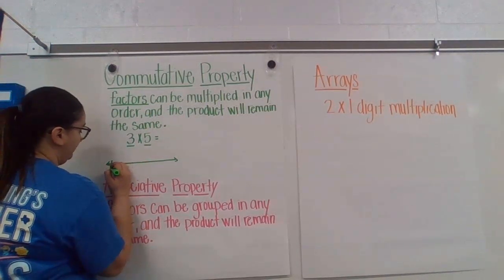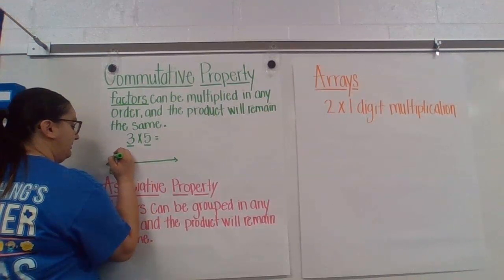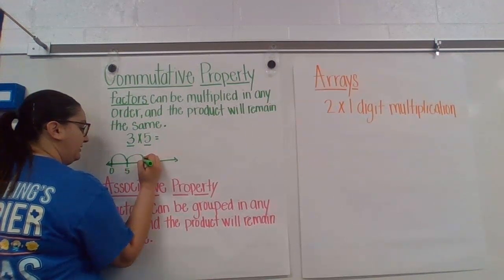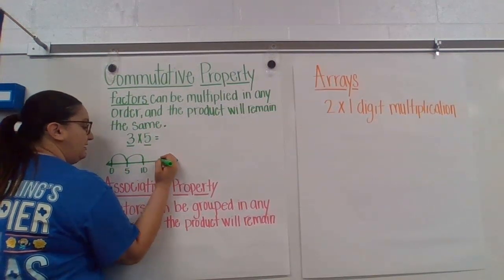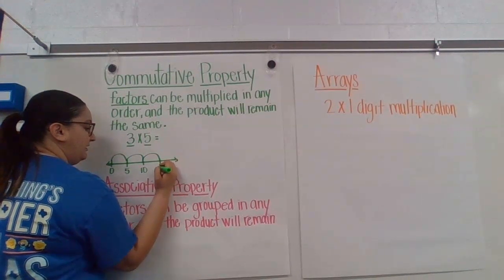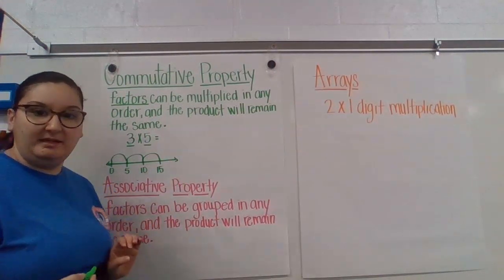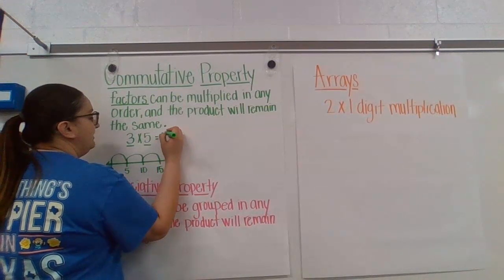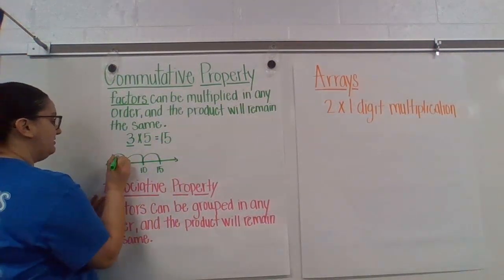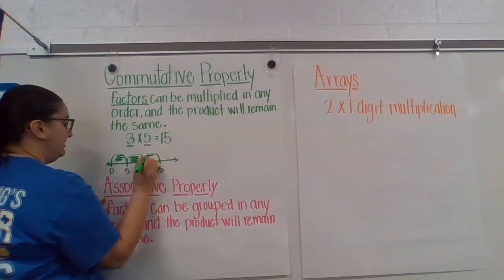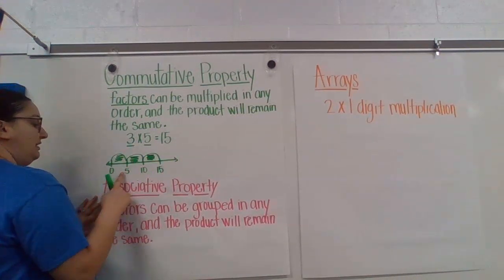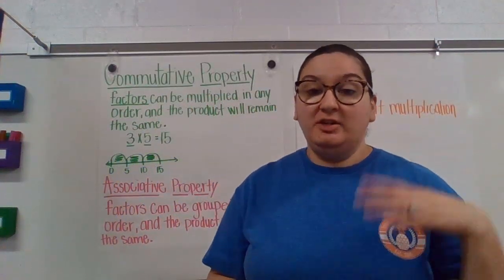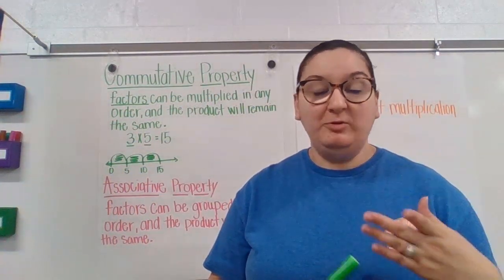I'm going to start at 0 and jump 5. So here's 5. I'm going to do another jump, 10. And then another jump, 15. So my product, 3 times 5, is 15. These are my groups, and I have 5 in each group. It's telling us that no matter what order our factors are in, I will get the same product.